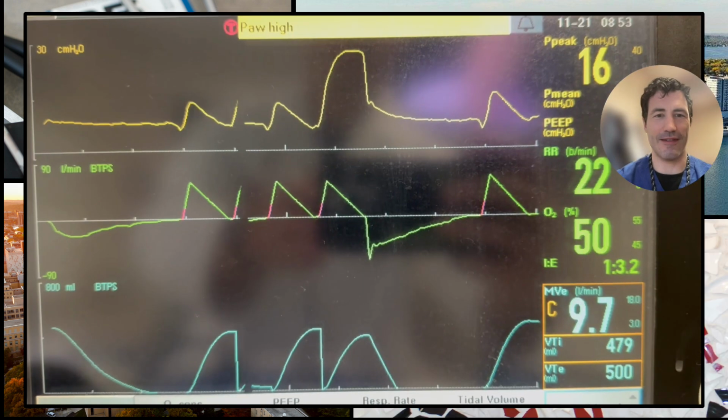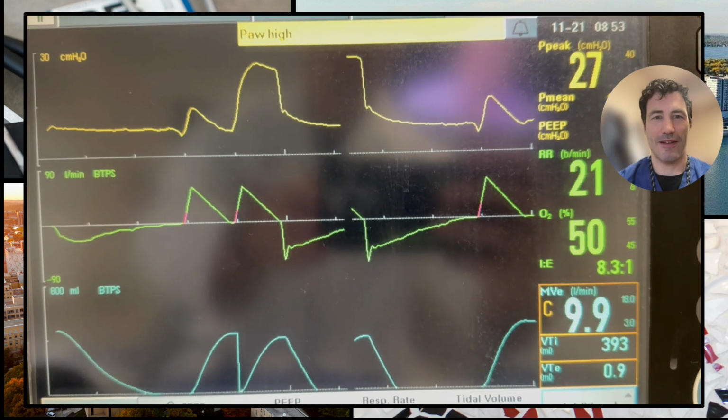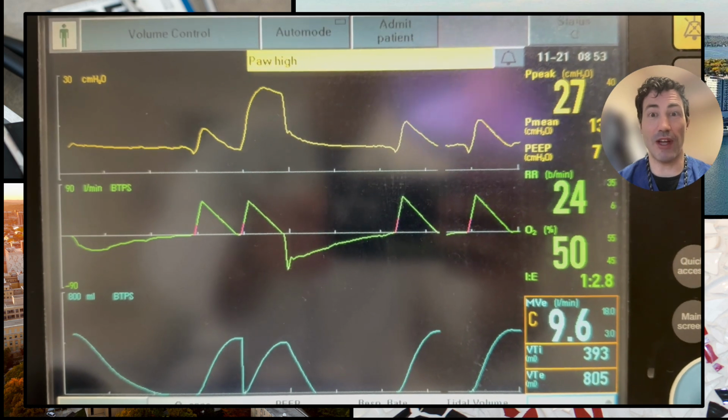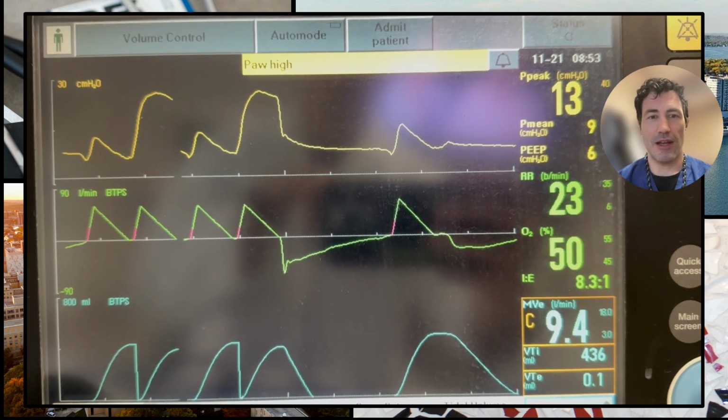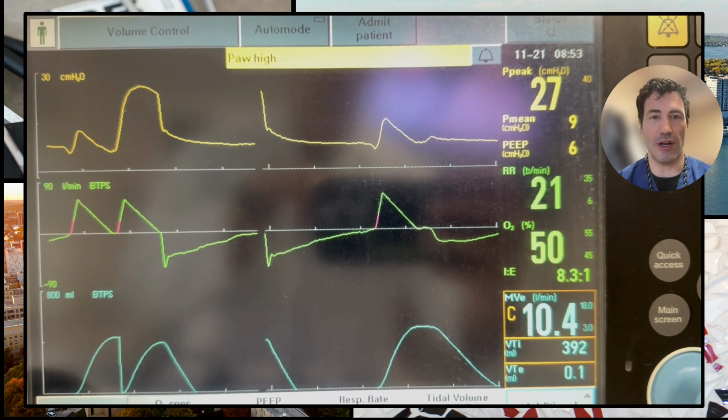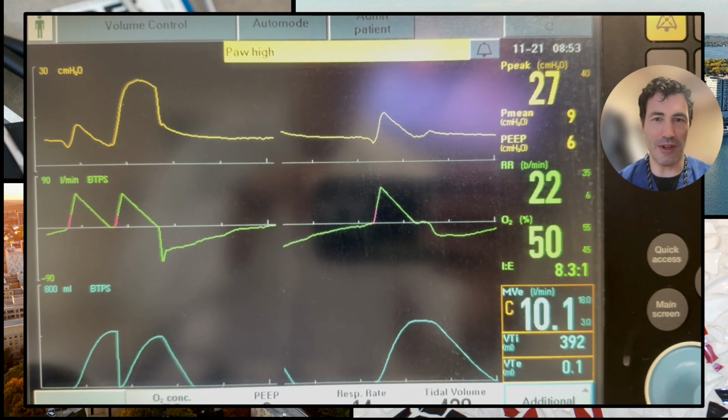Here's the case. Now, whenever I start to look at ventilator waveforms, I always try to figure out what mode I'm in and whether it looks like a textbook or not. And so you can see I left the name up there and I see that it's volume control.